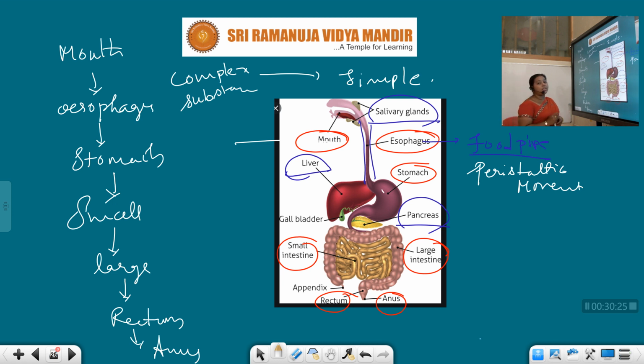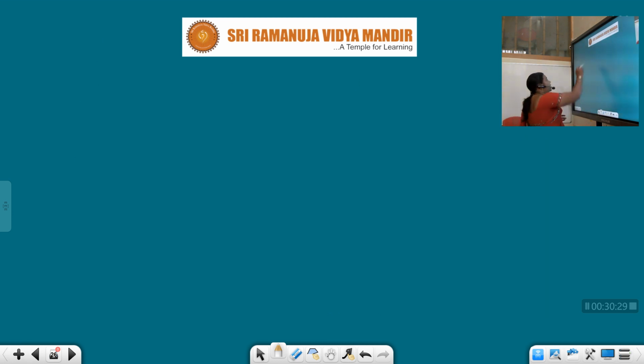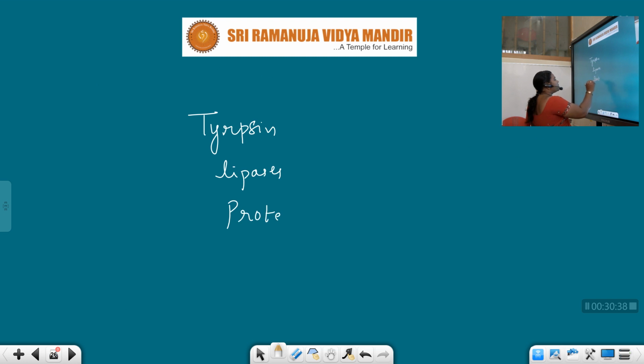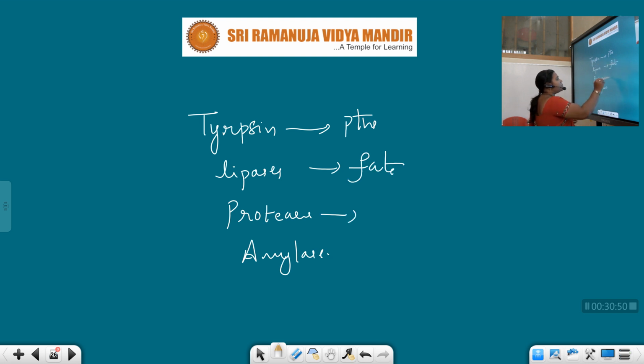See students, trypsin helps in the digestion of proteins. Like trypsin, lipases, proteases and amylases. Trypsin helps in the digestion of proteins, lipases help in the digestion of fats, proteases also act on proteins. Children, amylase helps in the digestion of carbohydrates.